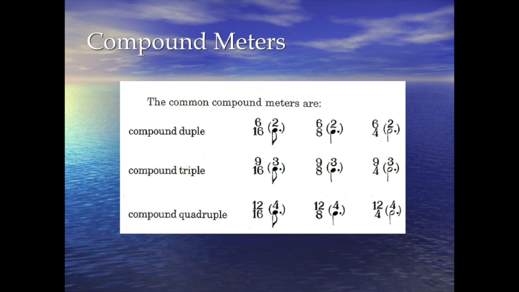Okay, so let's take note. This is showing you all the different versions of compound duple. So compound meaning it subdivides into 3, duple meaning there's 2 beats. So you actually could have 6/16 time, which is 2 beats per measure, and the rhythmic value getting the beat would be a dotted 8th note. And these would all be counted the same way.